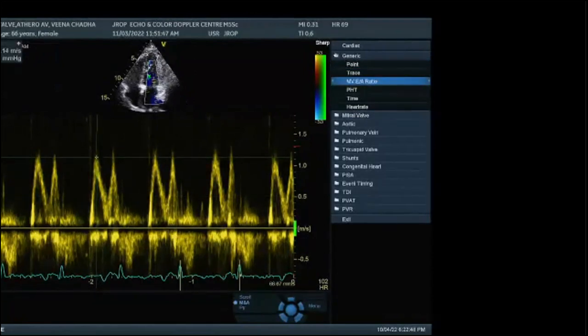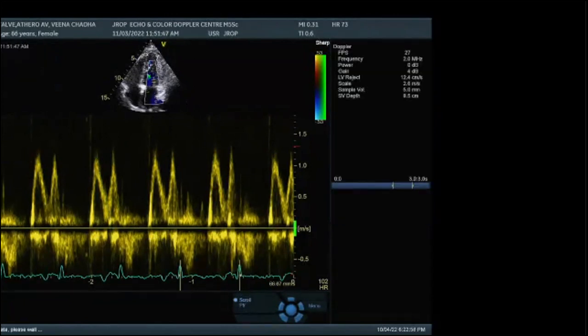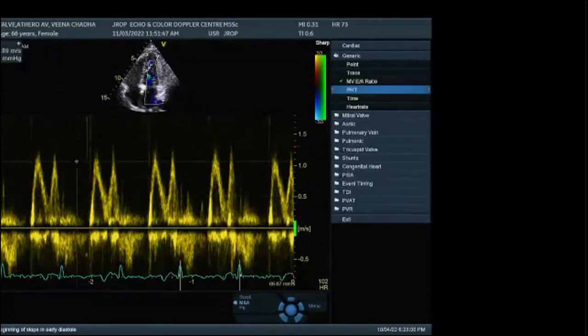This is the tip of the mitral valve, E wave. Go till the bottom along with the line. This is how you should measure pressure half time. So I measured this patient, just a minute. This is pressure half time. I'll go from the tip up to the bottom along with this line. Okay.